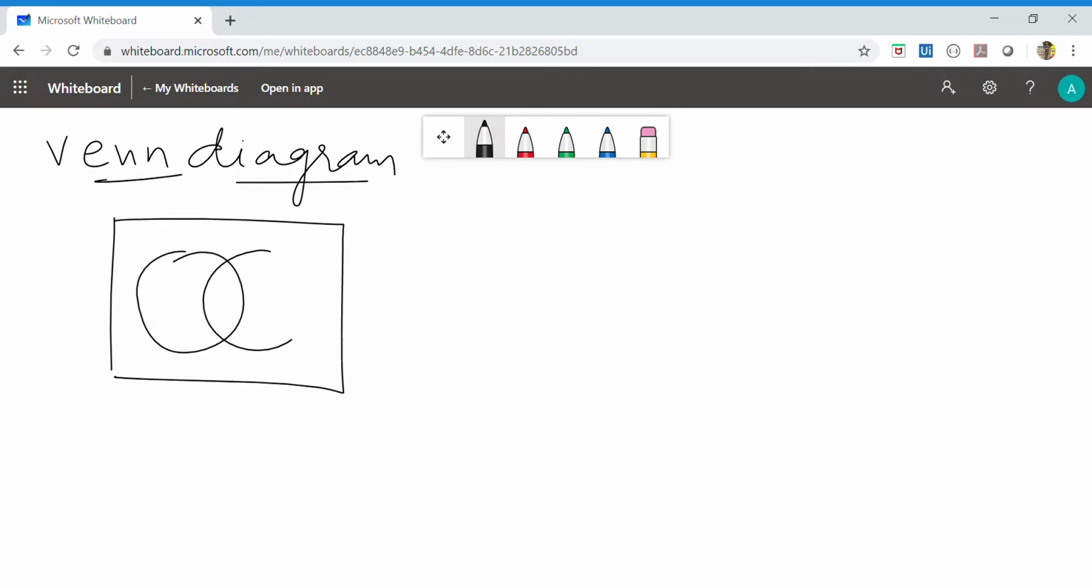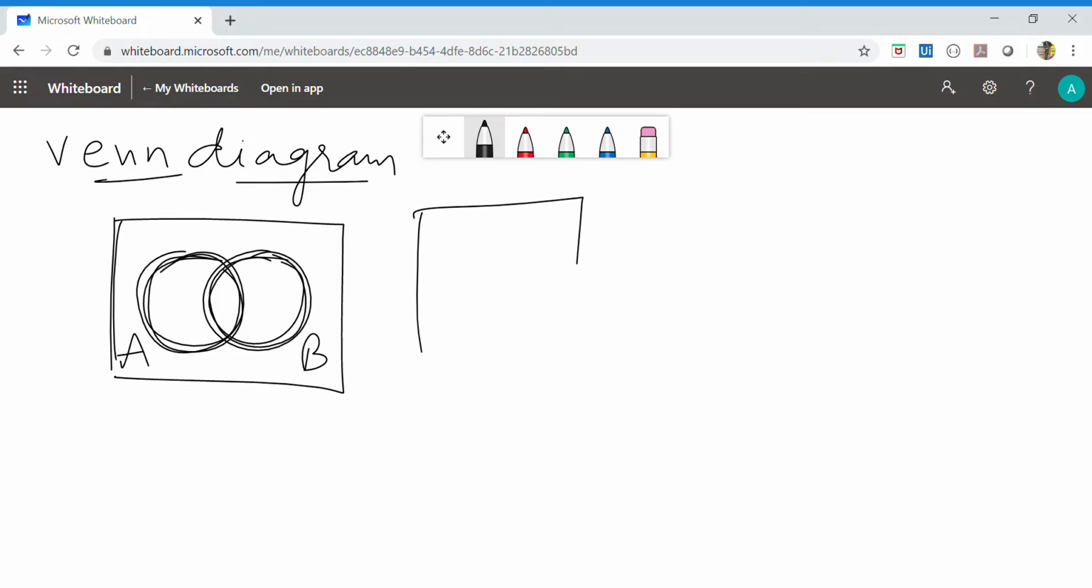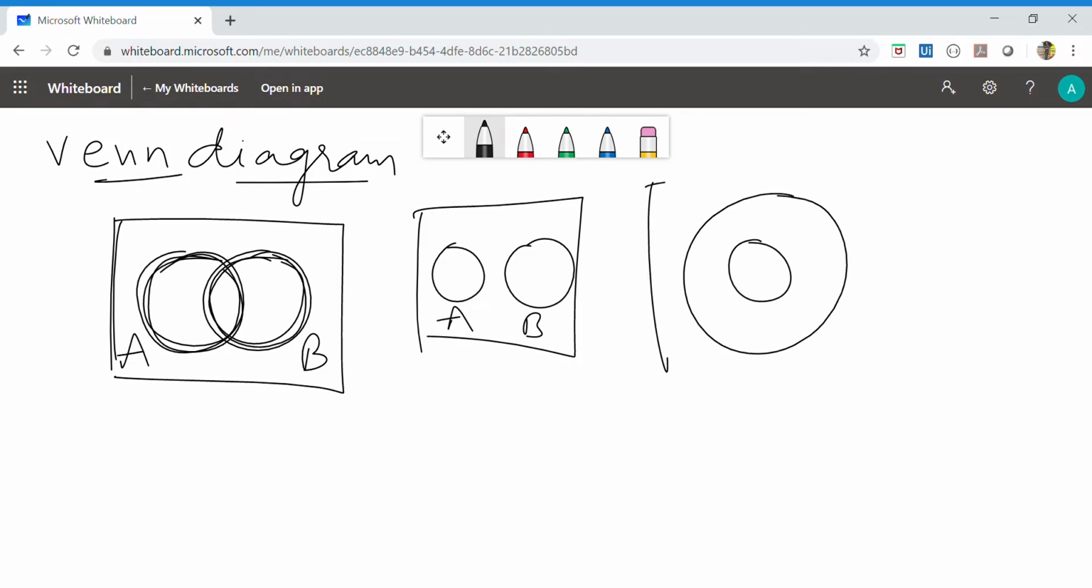Suppose two sets are there which are joint sets A, B. The Venn diagram will be like this. Set A is one circle and set B is another circle. If they are joint sets, we represent them like that. Otherwise, if they are disjoint sets, we represent A, B like this. Otherwise, if they are subsets, we represent them like this. So the diagrammatic representation of sets is called a Venn diagram.